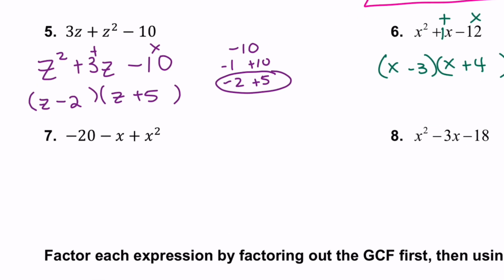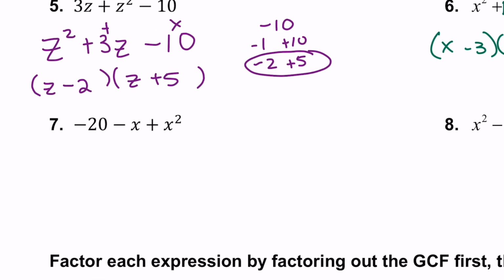Number 7, we want to get it in standard form. It is not right now. We want the x squared, then the x, then the number at the end. So we have x squared minus x minus 20. Now first we learn to add, then we learn to multiply. We're looking for two numbers that multiply to -20. Now if there's not a number in front of the x, it's a 1. So we want them to add to be a -1.